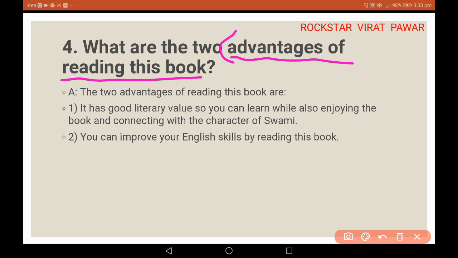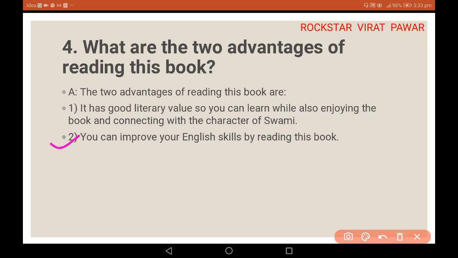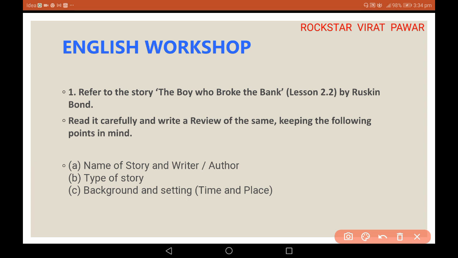Now see, what are the two advantages of reading the book? The two advantages are, first, it has good literary value so that you can learn while also enjoying the book, connecting with the characters of Swami. The next advantage is that you can improve your English skills by reading this book. Whenever you read a book in English, you will get some ideas, some vocabulary and new expressions to use in your day-to-day conversation, and your English skill is also enhanced.